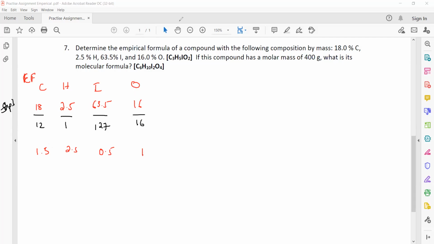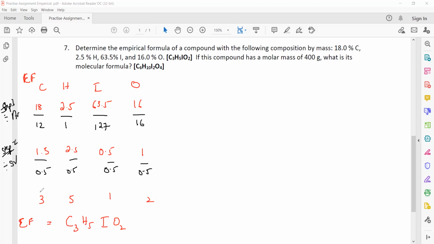Then what is step 2? Step 2, we divide by the smallest value. The step 1 was divide by relative atomic mass. The smallest value in the combination is 0.5, so we divide all of them by 0.5. This will come out as 3, 1.5 divided by 0.5 is 5, this will be 1, and this will be 2. So the empirical formula of the compound contains 3 carbon, 5 hydrogen, 1 iodine atom, and 2 oxygen.